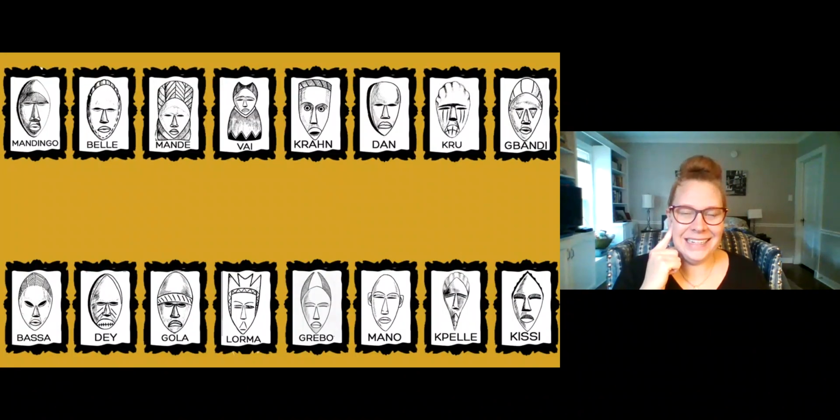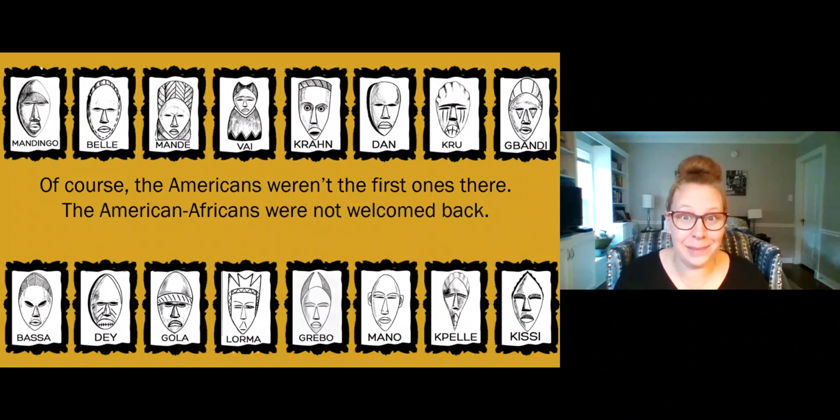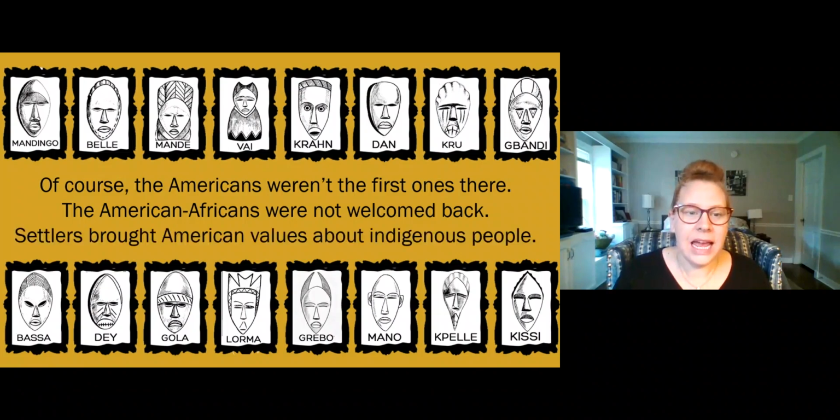But you have a problem. Your problem is that Liberia wasn't empty. Liberia wasn't unpopulated. There were 16 tribes there already, okay? And they did not want the American Africans back. They didn't know who these people were. They were just randos in weird clothes. They didn't want them here.